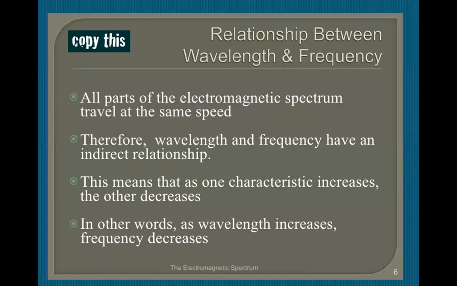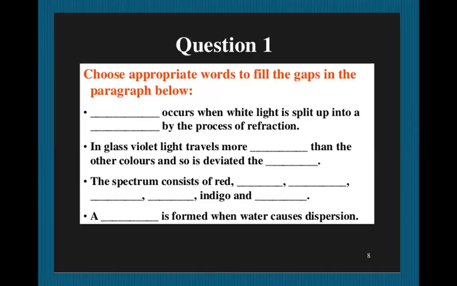So as a part of this relation, all the parts of the electromagnetic spectrum travel at the same speed. Here we are not only talking about the visible spectrum, now we are talking about the whole electromagnetic spectrum. And remember, it's a property of the electromagnetic spectrum, and we also discussed in next week's lesson that all electromagnetic waves travel at the same speed, that is the speed of light, 3 into 10 raised to 8 meter per second. So if the speed is constant, then by the equation v = fλ, frequency and wavelength have an inverse relationship. This means that as one characteristic increases, the other decreases. In other words, as wavelength increases, frequency decreases.